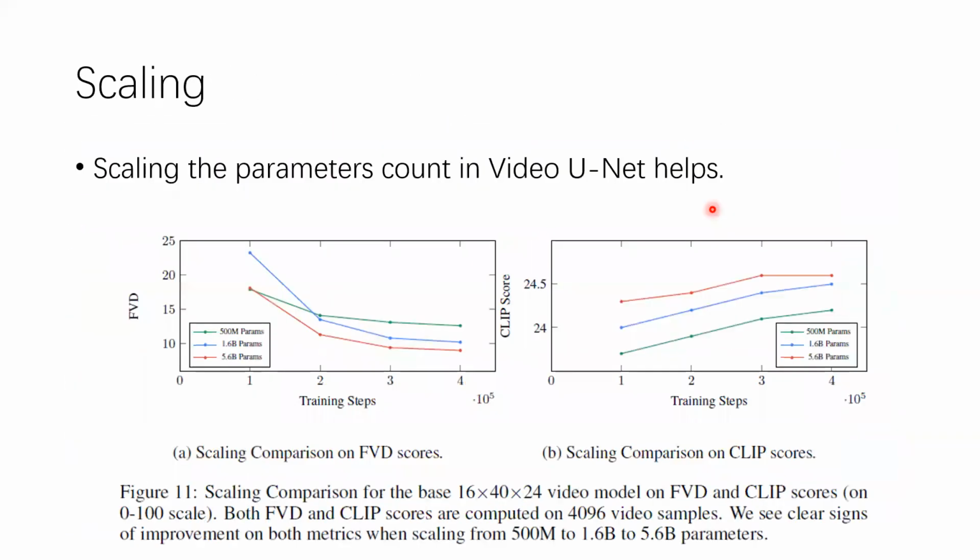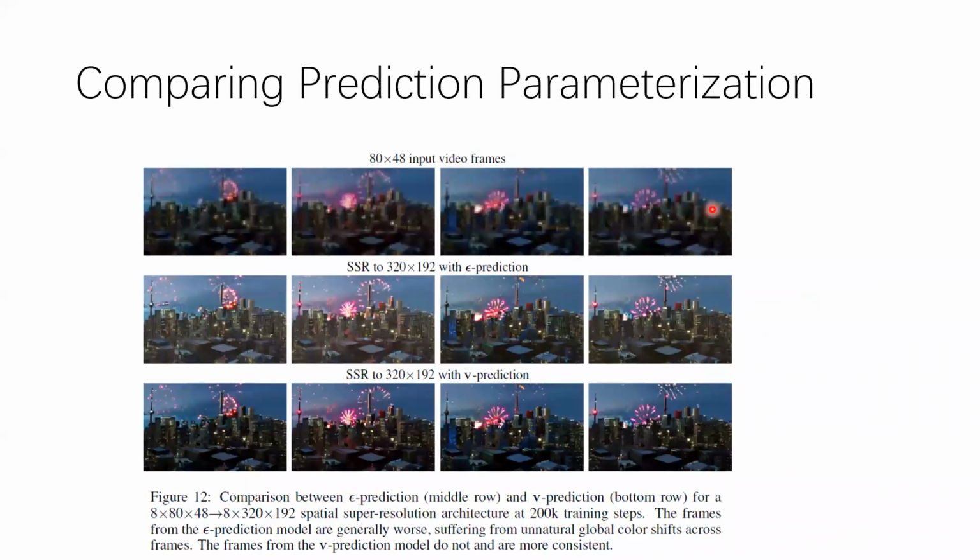Yeah, so again, I'm talking about scaling the parameter counting UNet helps. And they also compare the prediction parameterization. So this is the input frames, and this is the epsilon prediction and V prediction. They think the V prediction generates images with higher quality, because you can see that epsilon prediction suffers from unnatural global color shifts across frames. So V prediction is more consistent.